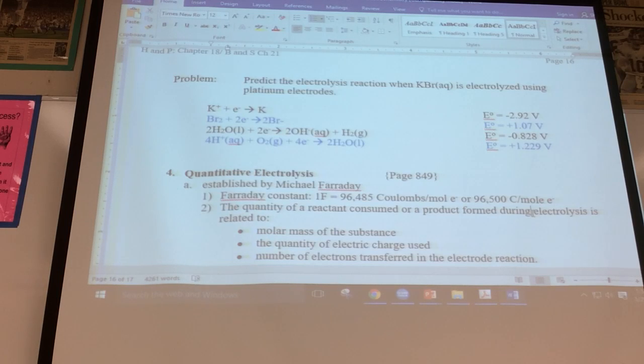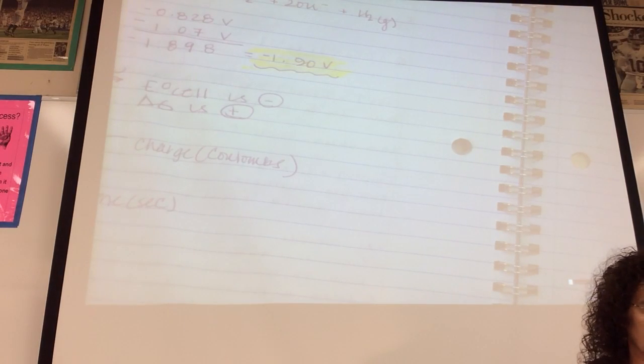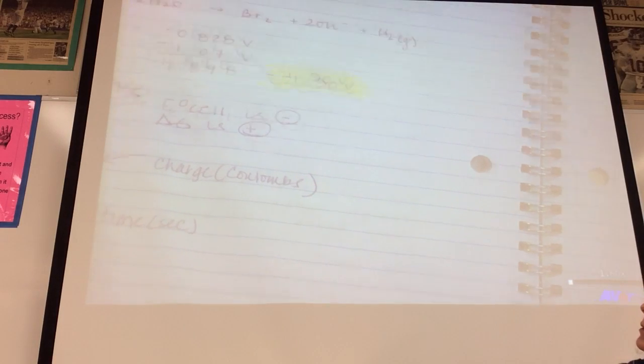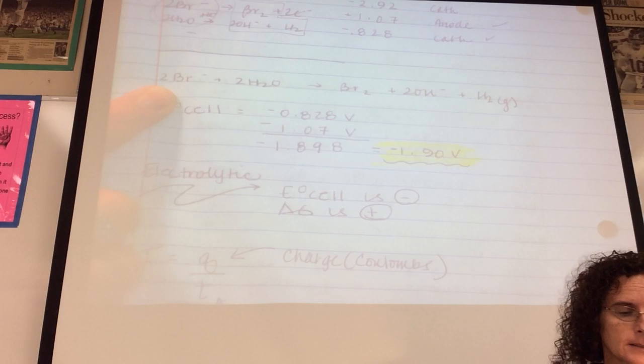2H2O plus 2 bromide ion produces 2 hydroxide ion, hydrogen gas, and then solid bromide. Is that what you got? Yes, yes?